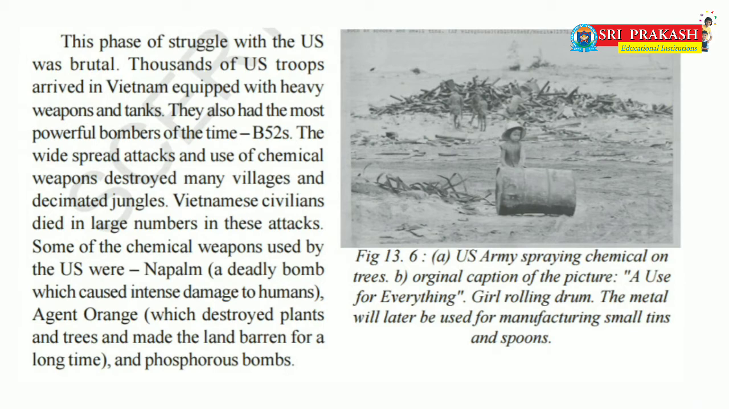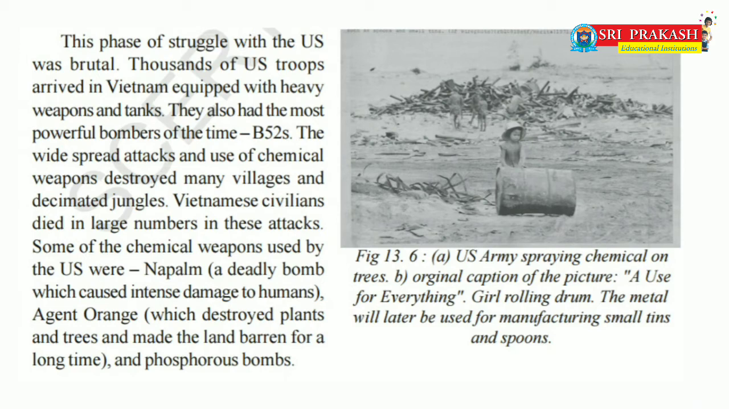Some of the chemical weapons used by the US were napalm, a deadly bomb which caused intense damage to humans, Agent Orange, which destroyed plants and trees and made the land barren for a long time, and phosphorus bombs. This was the situation in Vietnam, caused by America. They used the napalm.